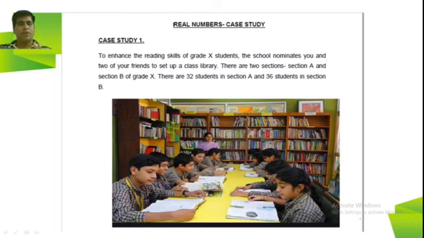We have to set up a library with the help of your two friends. So who is visiting your library? Section A and section B students are visiting the library. Section A of 32 students and section B of 36 students. So based on this data, let's find out what questions we have in this case study.